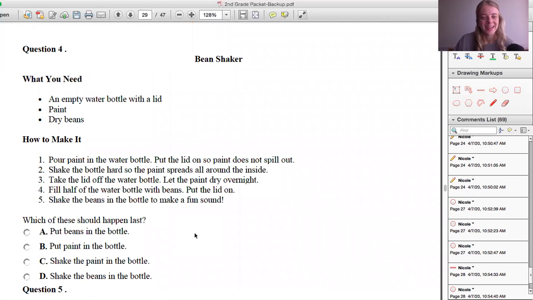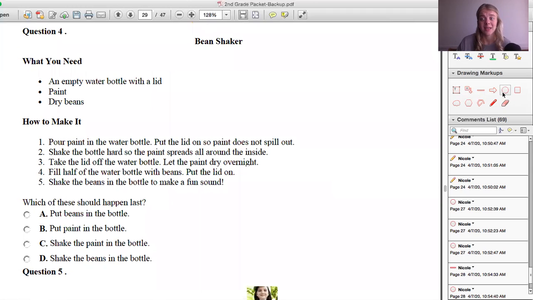Number 4, bean shaker. The question says, which of these should happen last? Again, we are going to read the last question. Shake the beans in the bottle to make a fun sound. Put beans in the bottle, put paint in the bottle, shake the paint in the bottle, or shake the beans in the bottle. We can match and know that we are supposed to shake the beans last.